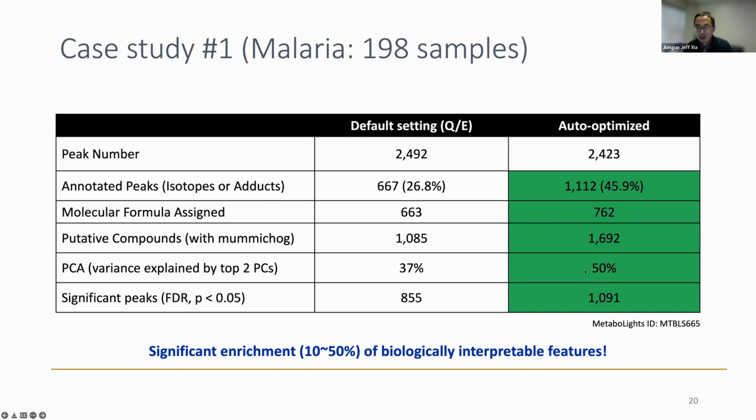If we think our design of the experiment captures the main changes in the study, the first 2 components of the PCA should explain more. So far, this looks meaningful. And we also have more significant peaks overall. This does not necessarily mean it's right, but overall you feel that your design captures more biological meaning.